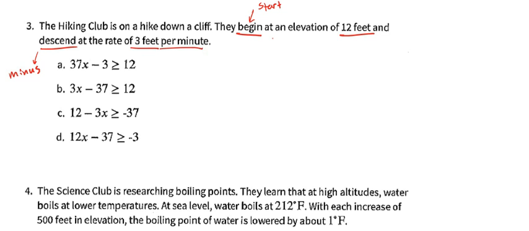Now, does it say how many minutes they went for? I don't see that. Well, it doesn't really matter that they're a hiking club. But if we know they're starting at 12 and descending at 3 feet per minute, turn and talk with your group. See if you can decide which one, A, B, C, or D. Convince each other. You've got to agree first. When you're ready, come back and we'll go through the explanation. You need to pause the video, decide, and then we'll go through it.